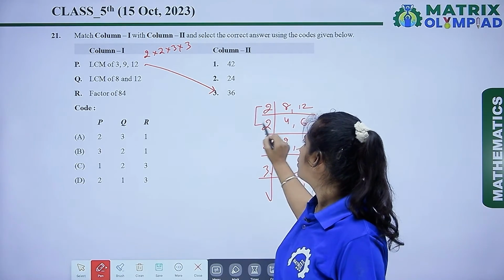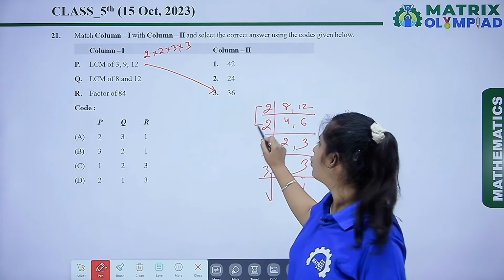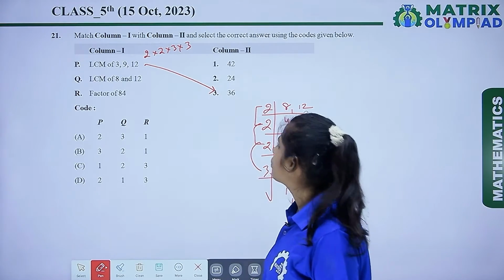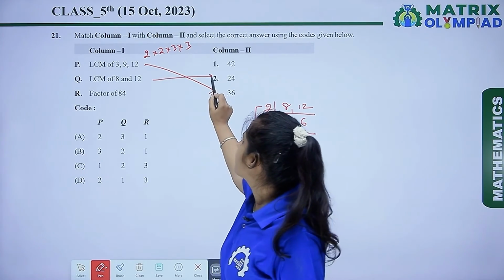So here 2 times 2 is 4, 4 times 2 is 8, 8 times 3 is 24. तो मैंने आपको दोनों मेथड से बता दिया.